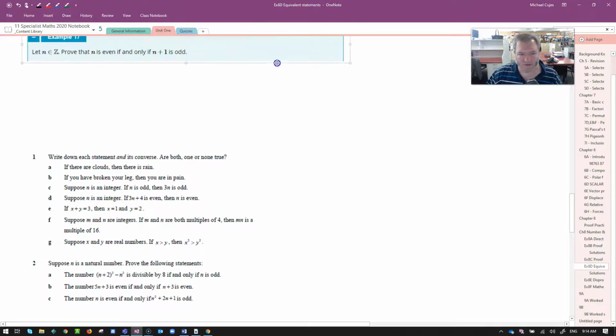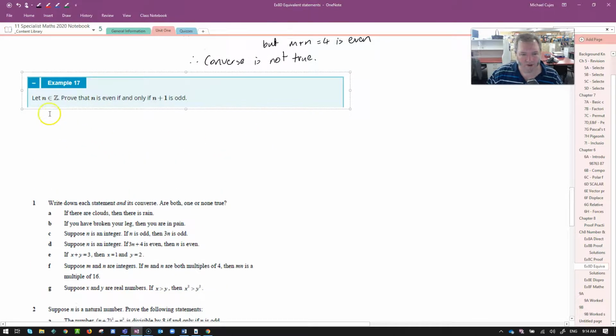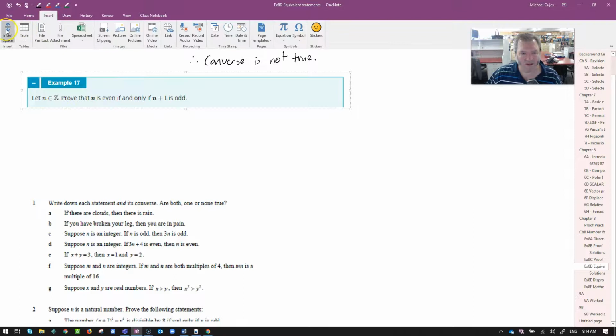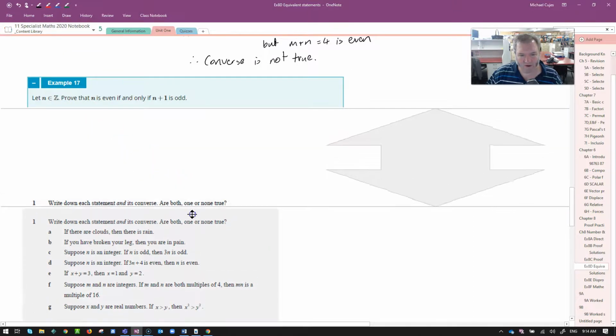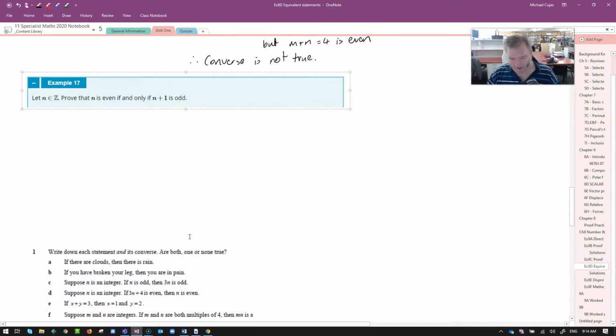Question example 17 here. Let N be an element of Z, so it's an integer. Prove that N is even if and only if N plus 1 is odd. So I have to do two things. I have to do P implying Q, and I have to do Q implies P. That's the structure of the argument that we're going to have to form here.